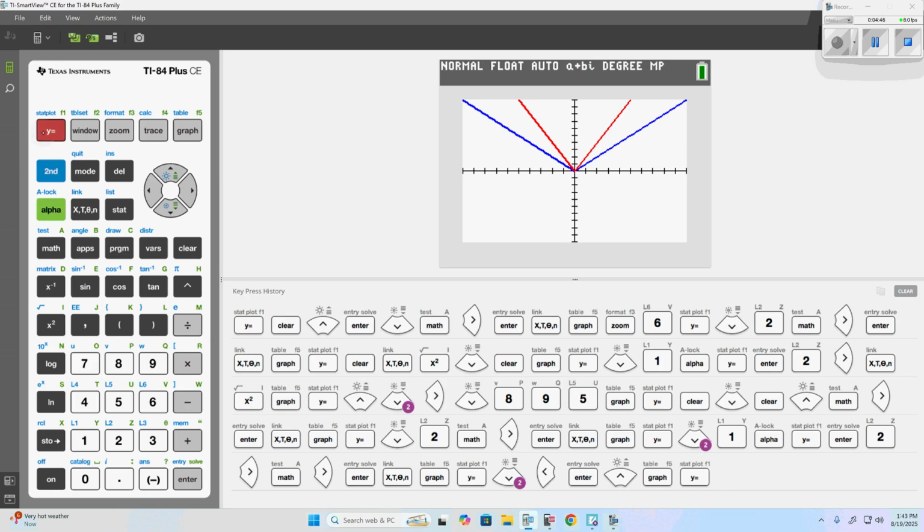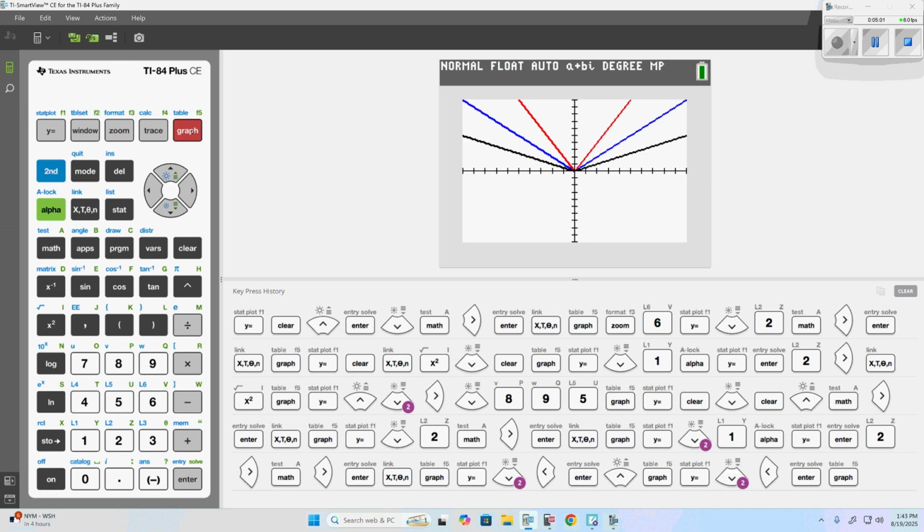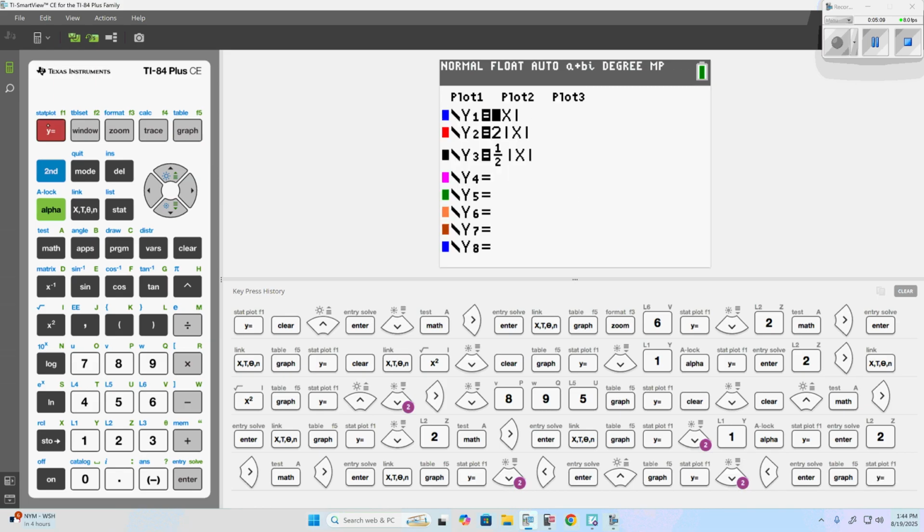I also put in here this one here. So now instead of 2, it's 1/2. 1/2 is indeed between 0 and 1. So this here would be a vertical shrink of 1/2. If we look at its graph, we can see that it is indeed wider than the one in blue. It's increasing slower.